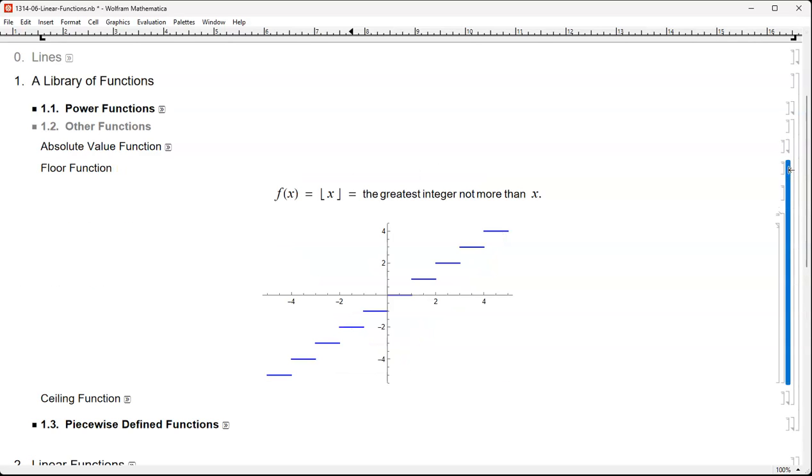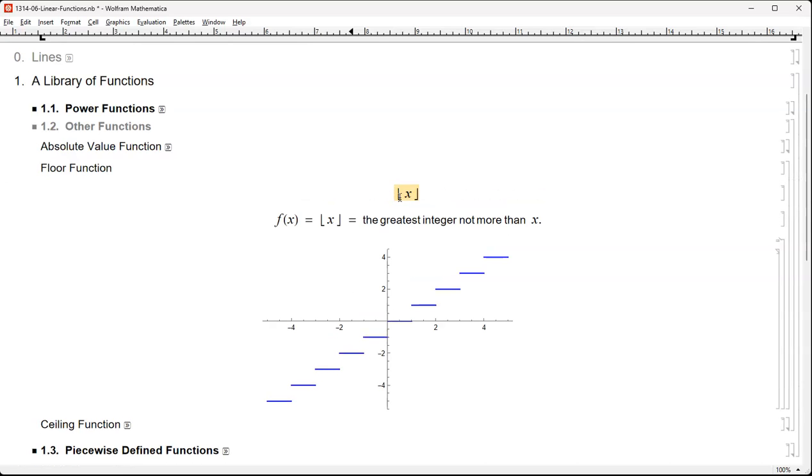Next, floor function. The greatest integer not more than x. For example, if x is a certain decimal expression, 5.17, then this is 5. And then if this is negative 7.24, then that is negative 8. The greatest integer not more than x. So if you got negative 7, it's actually bigger than this. And then if this is pi, that's 3.14, isn't it? So you get 3.